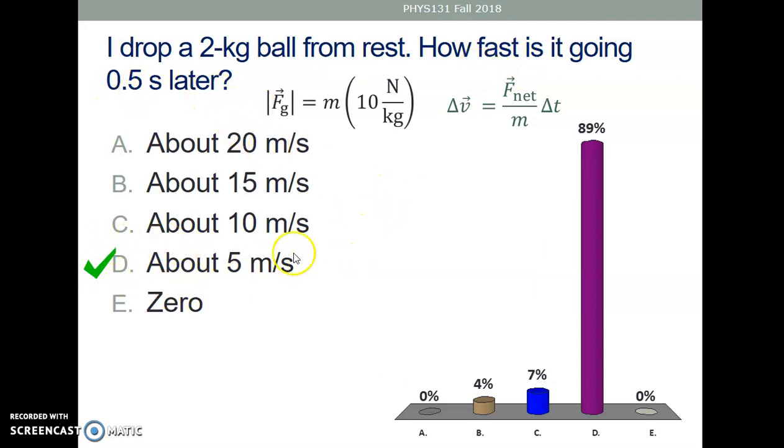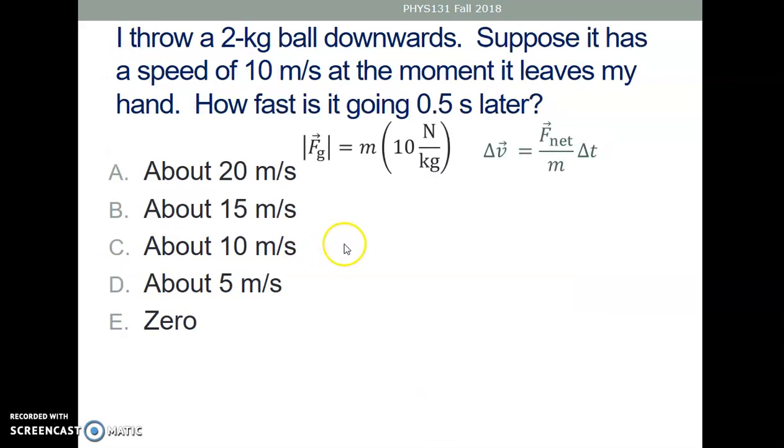And the answer was about 5 meters per second, because every second something falls, the downward velocity increases by 10 meters per second. So half a second would be half of that, and that would be 5 meters per second, since it's a constant acceleration. It's a uniform acceleration. Okay, so let's go on to the next one.